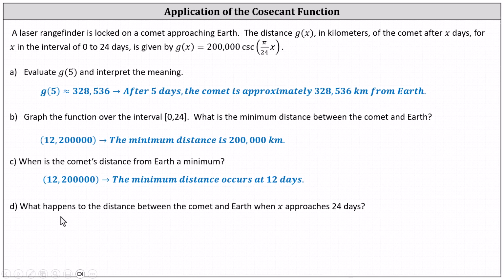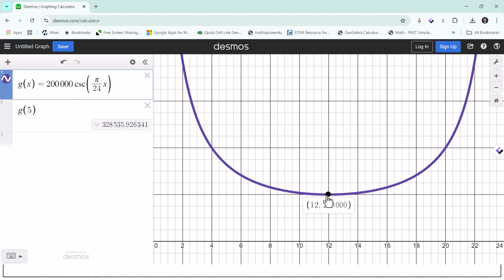For part D, what happens to the distance between the comet and Earth when x approaches 24? Going back to the graph, notice as we approach x equals 24, we are moving to the right along the function, and the function goes up indefinitely, or increases without bound, and the function value, which is the distance between Earth and the comet, approaches infinity.